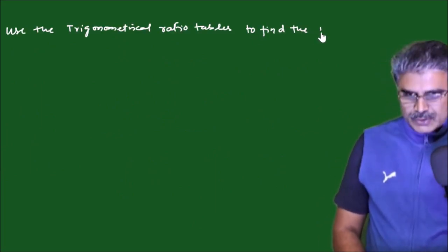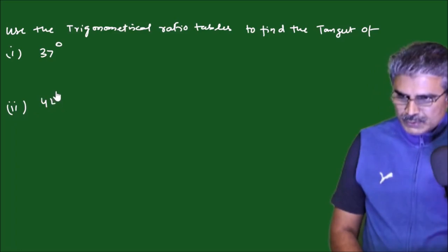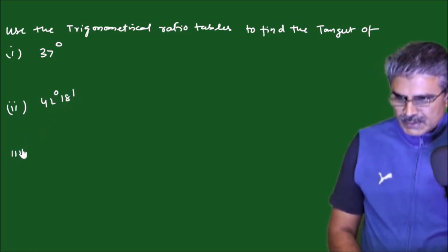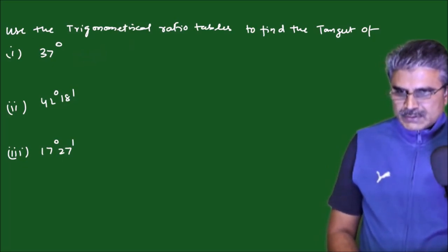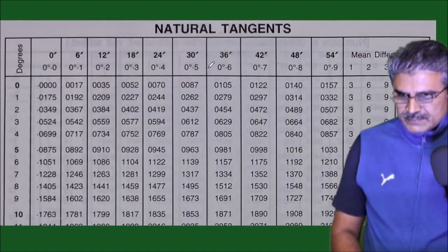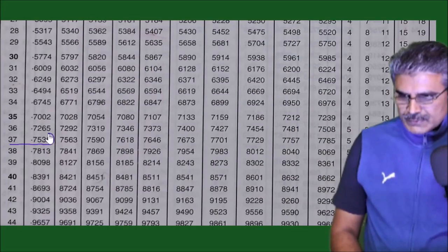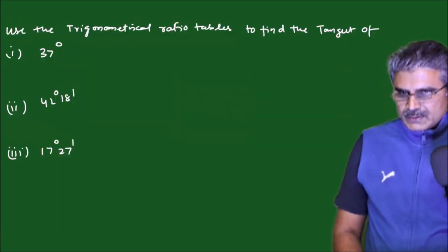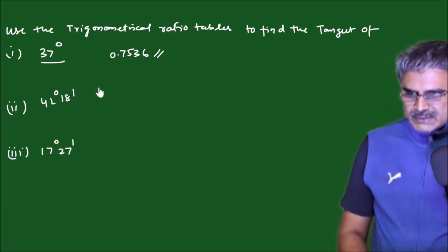Our next question is, use the trigonometric ratios to find the tangent of, the first one is 37 degrees, the second one is 42 degrees 18 minutes, and the third one is 17 degrees 27 minutes. Now consider the tan table to find this. This is the tan table, and tan 37 at 0 minutes is 7536. So 0.7536 is the value of tan at this angle.